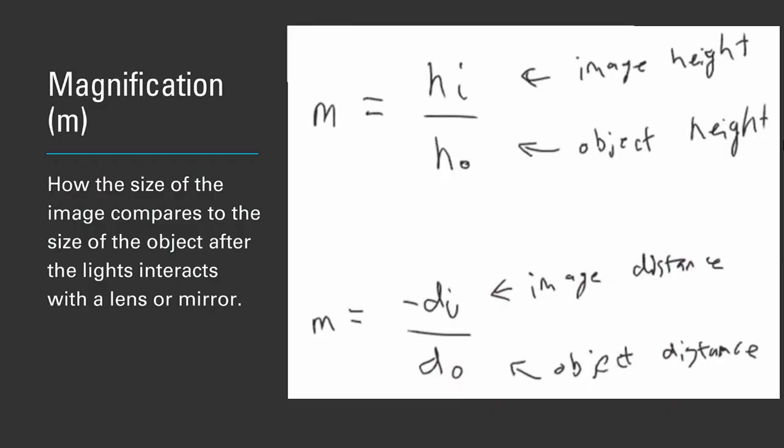It turns out that the image distance and the object distance are also another way to figure out magnification. So if you are trying to magnify an object to a certain degree, you can place your object a certain distance away from your lens to get a desired magnification.